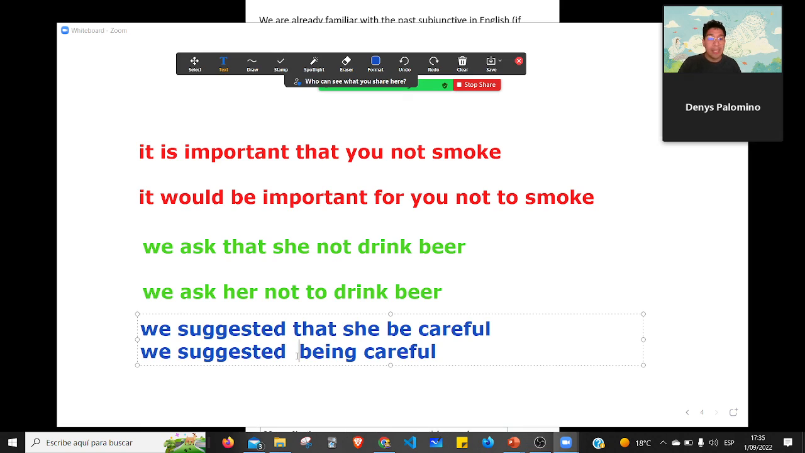And the subject is not the same. Here, mira, mi recomendación es la siguiente. According to the book, cuando tú quieres decir, recuerda, you are using the subjunctive. This is for emphasizing. Cuando tú quieras enfatizar un orden, una sugerencia, un consejo, vas a usar cualquiera de estas dos estructuras. ¿Por qué? Porque esas son las que están en el libro, ¿cierto?